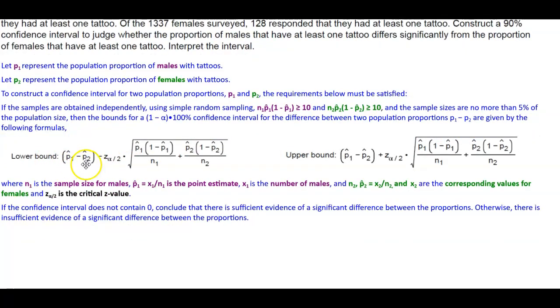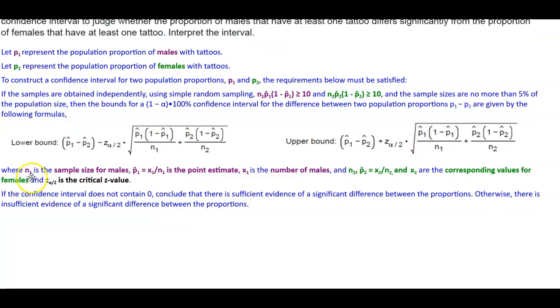Here is the formula for the lower bound, and there is the formula for the upper bound, where n subscript 1 is the sample size for males. The point estimate p-hat subscript 1 is equal to x subscript 1 divided by n subscript 1, and x subscript 1 is the number of males. And the following are the corresponding values for females. And z subscript alpha divided by 2 is the critical z value.